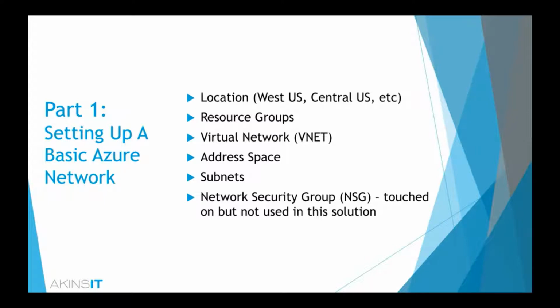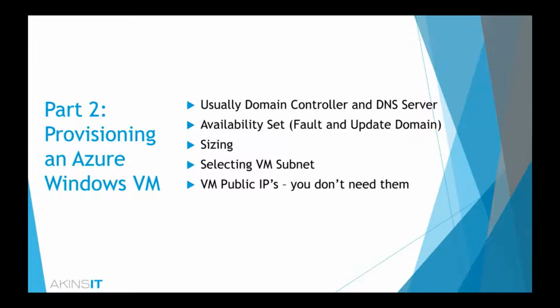So just to recap here for part 1, I selected my location, right? So Central US, I've deployed my resource groups, my virtual network, carved out of that address space, that 10.100 address space, plus 4 subnets, and then of course touching on the actual network security group, okay? So moving on to the second part. So part 2, provisioning an Azure Windows VM. Okay, so again, this is really just to simulate what that will look like.